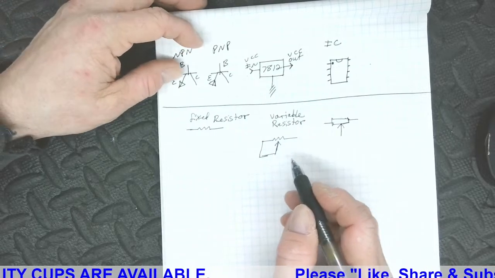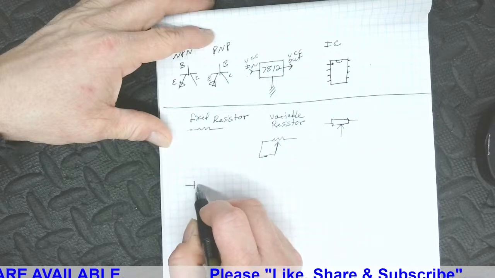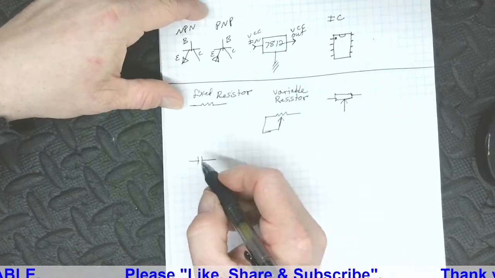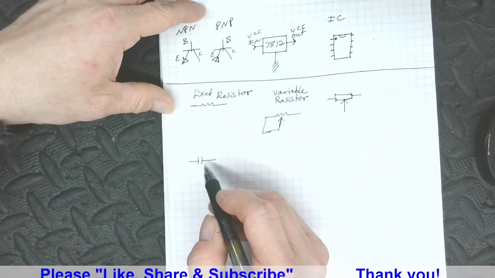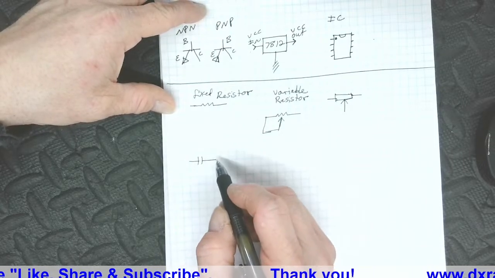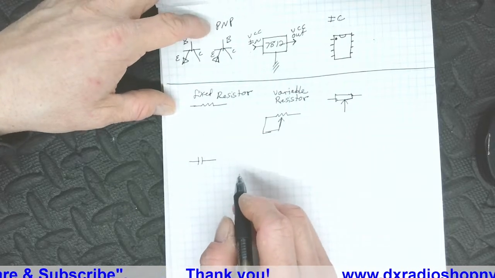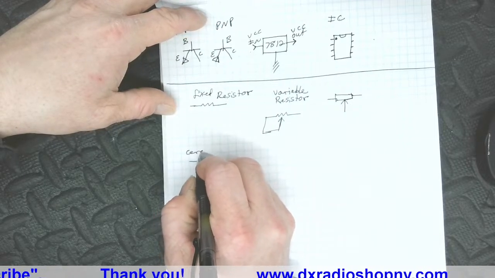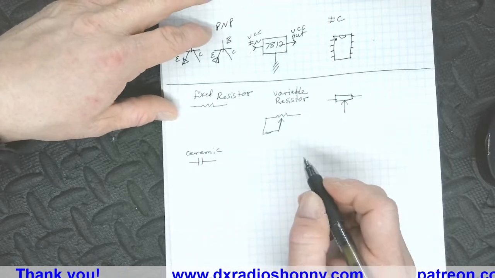Okay, now let's do a capacitor. That is a fixed capacitor. However, there's no polarity. So because of this, we do not have any direction of voltage. Therefore, this becomes what we call a fixed ceramic capacitor. So it's a ceramic cap.